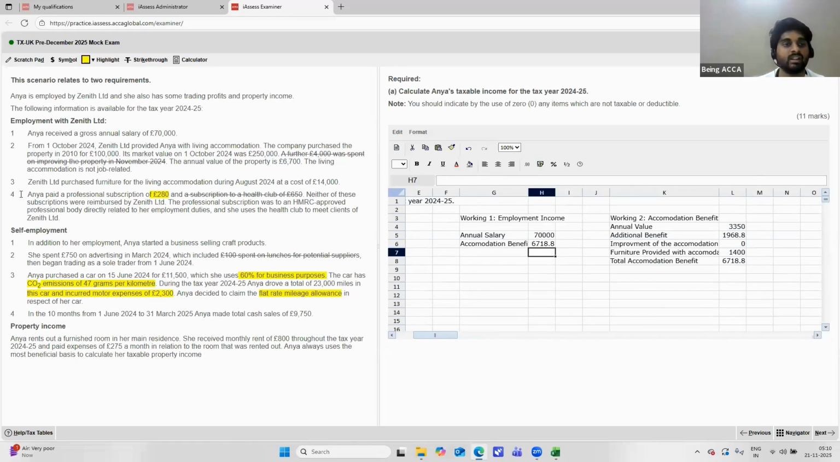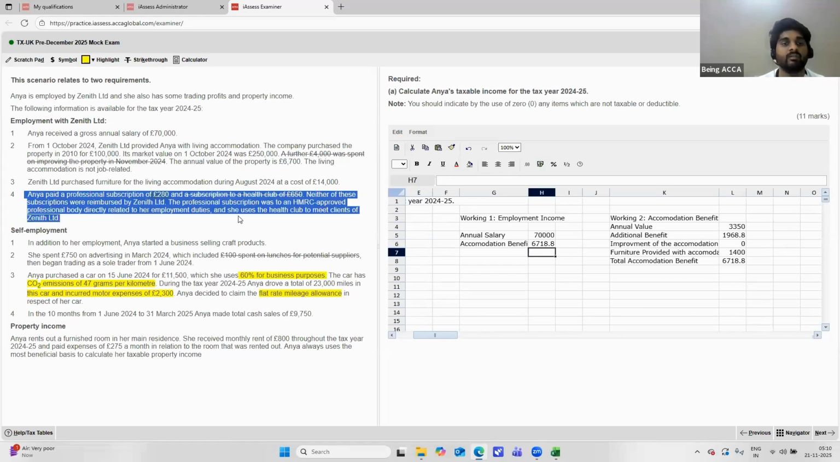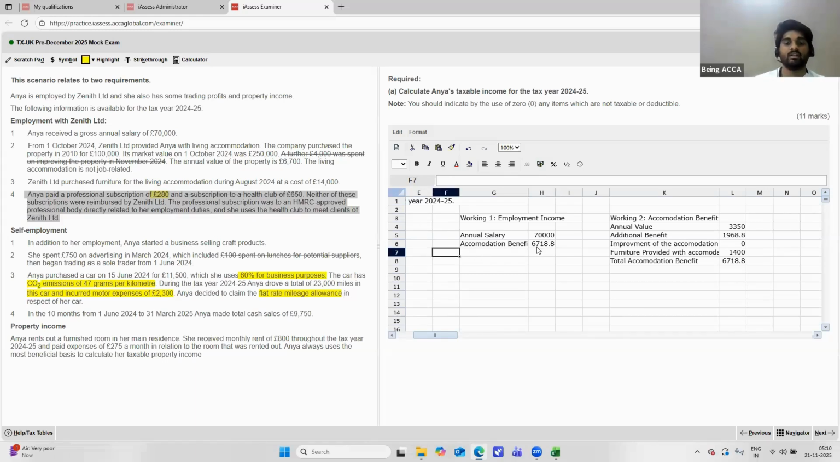From that, now we'll be taking a look at the last part of it, which is talking about the fees that are not being reimbursed. Less professional subscription. Always remember professional subscription, because Anya is paying herself and is not being reimbursed, it will be a deductible expense, so minus 280. But if it is being reimbursed, then it will be considered as an exempt benefit, and instead of this, it should be marked at zero. That is an important point to remember.